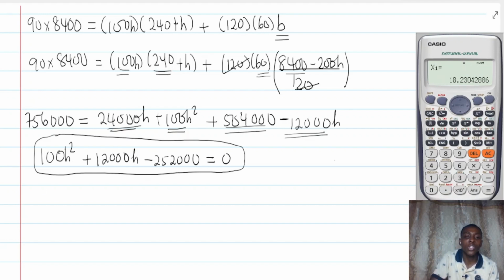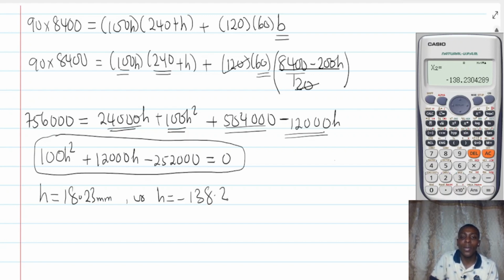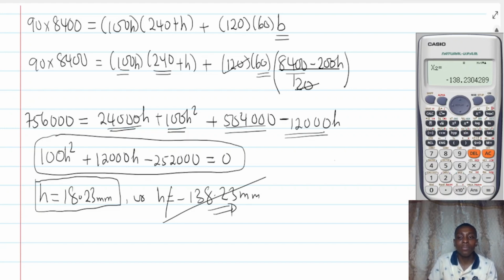So my h is 18.23 millimeters, or my h is minus 138.23. But we cannot measure a dimension and get a negative. So the negative value, we are going to ignore it. So basically, our h is 18.23 millimeters. That is the correct answer.